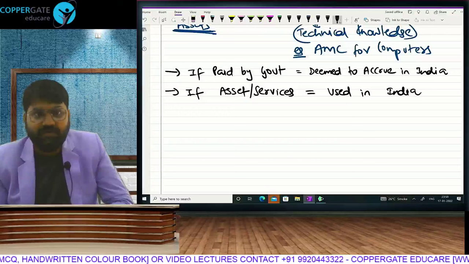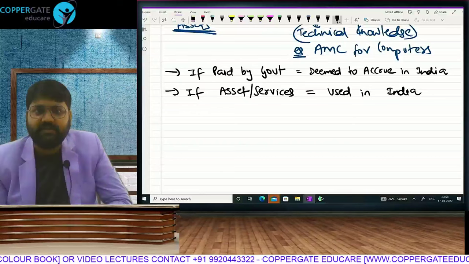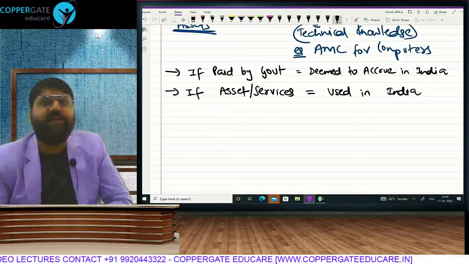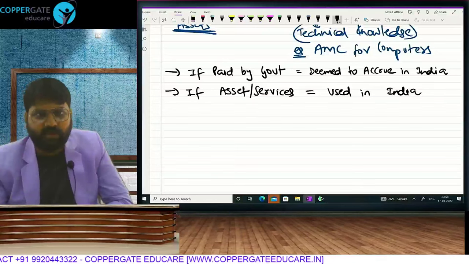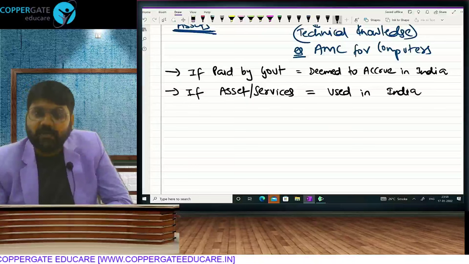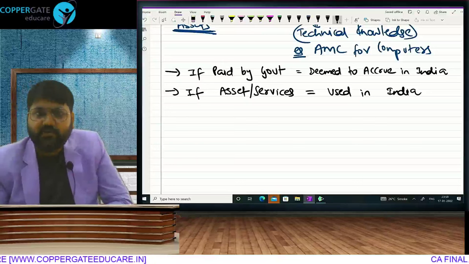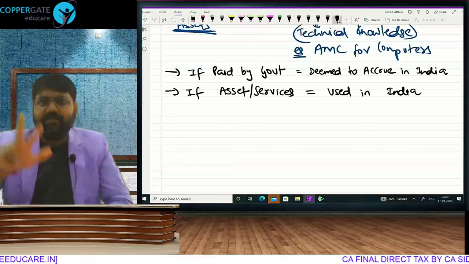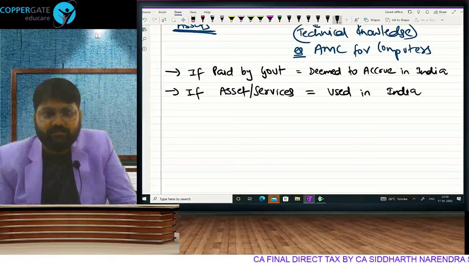Understood? Everyone? And if the payment is made by government, then we will not check the place also. It will always be treated as Indian income. So the treatment of interest, royalty, FTS is the same if you carefully observe. If paid by government, what is the rule for all the incomes: interest, royalty, FTS? Deemed to accrue or arise in India. And in other cases, if the loan money is used in India, or the asset is used in India, or the services are used in India, then it will be deemed to accrue or arise in India, treated as Indian income. Understood?